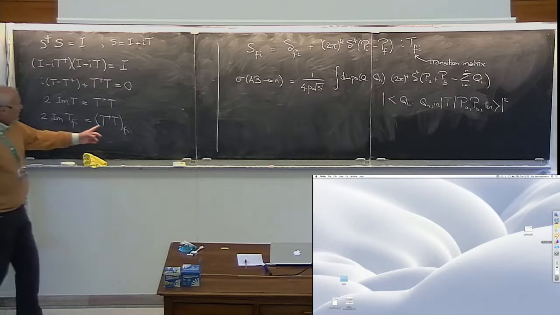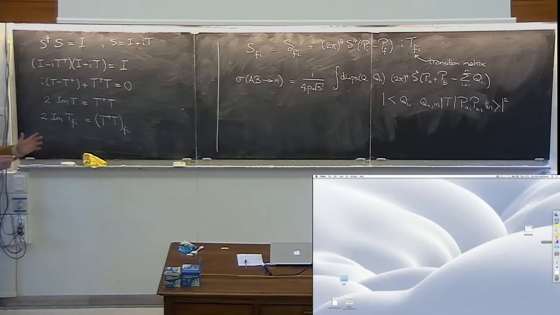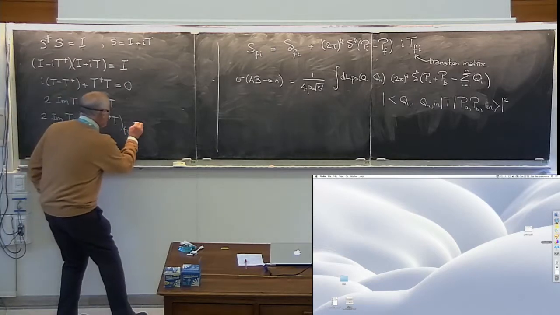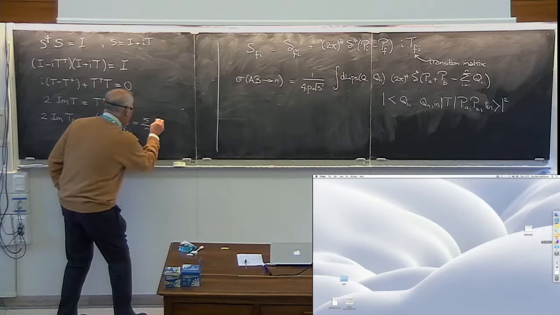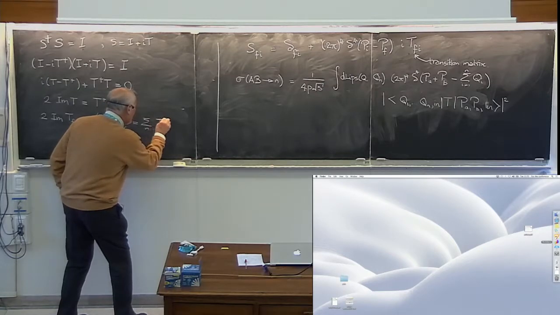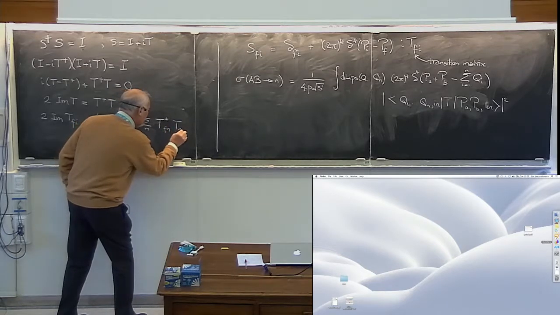And T dagger T means just multiply 2 matrices by each other. And when you multiply 2 matrices, you sum. So this is equal to the sum over n of T star f n times T n i.